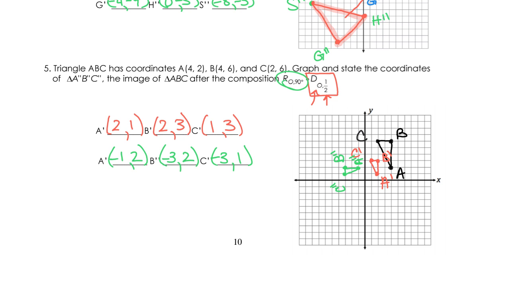So again, you can use your scale factor as a multiplier if you are centered at the origin. If you are not centered at the origin, you can draw your spokes as guidance lines and then count from the center to the point you're dilating and repeat for whatever your scale factor is, okay?